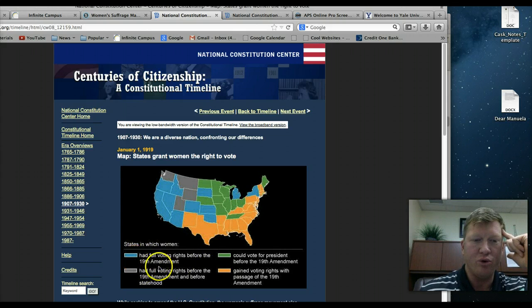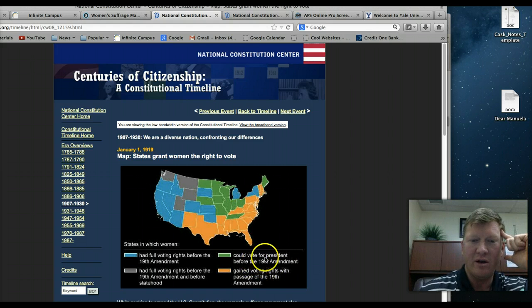So in this case, blue meant that the state had full voting rights before the 19th Amendment. The 19th Amendment gave women the right to vote. So states like California, Oregon, Idaho, Nevada, Arizona, Colorado had full voting rights before the 19th Amendment. You can see in the gray, had full voting rights before the 19th Amendment and before statehood. So before they even became a state, states like Utah, Wyoming, Montana, and Washington, just when they were a territory, women had the right to vote even then.